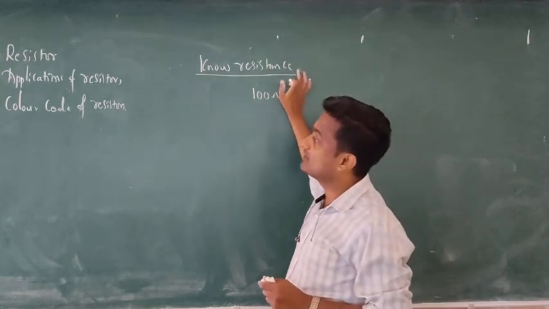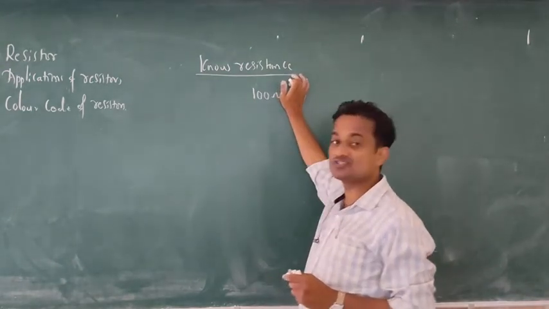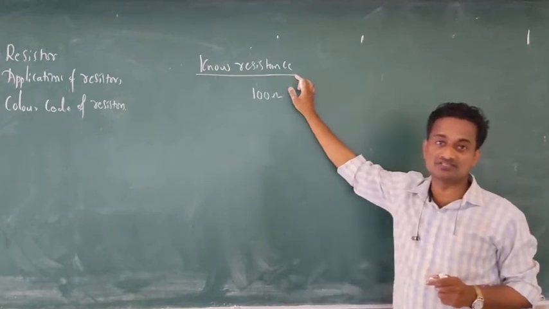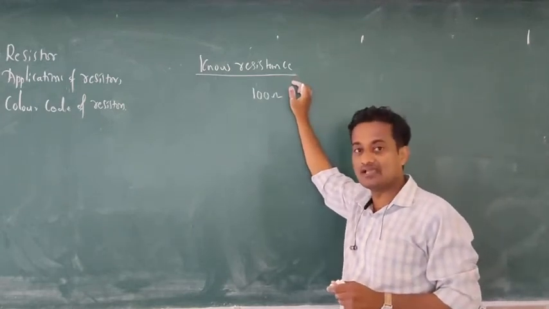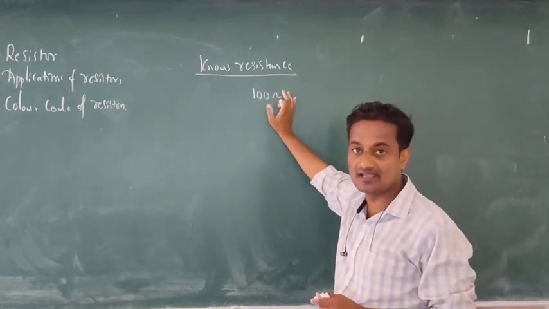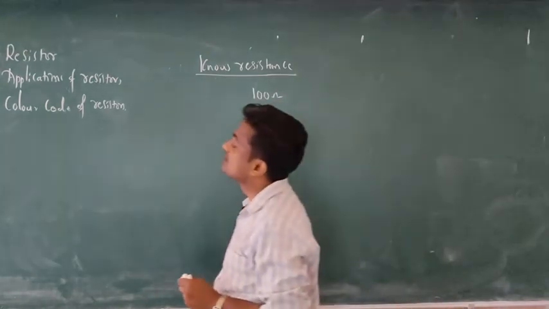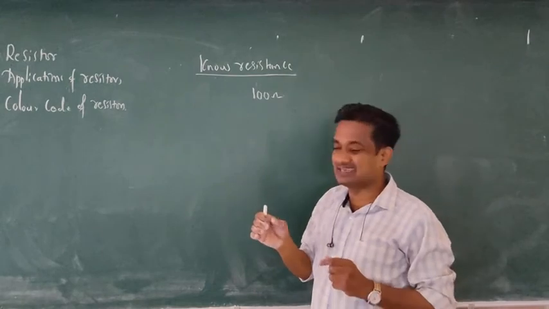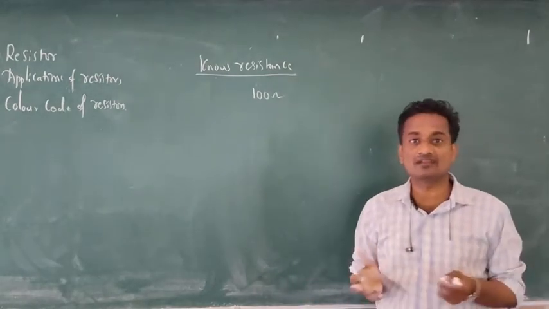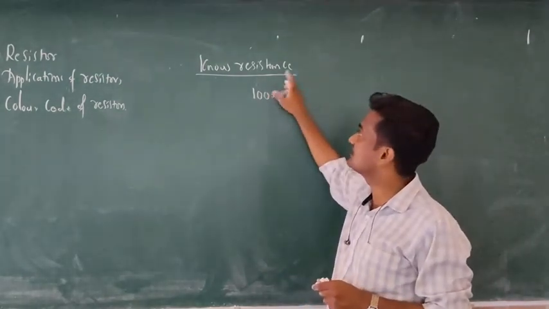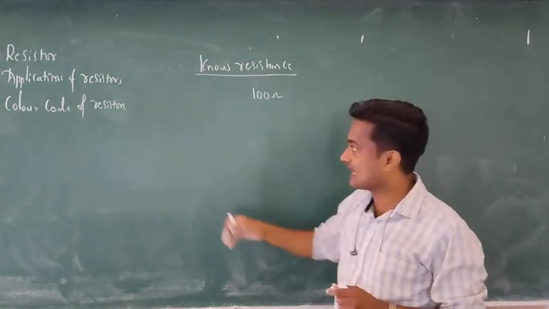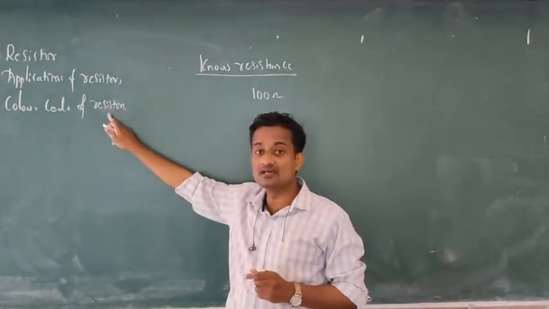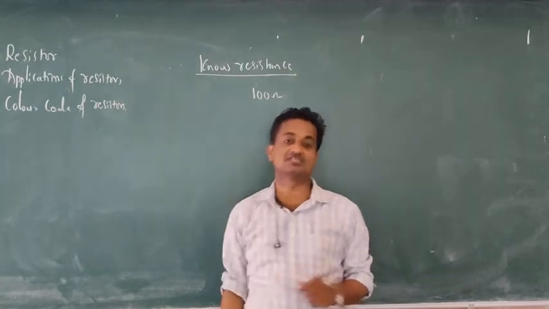Then what are the applications of a resistor? It is used in communication systems, in circuit diagrams, in radio, and in televisions. The resistor is a small material, so we cannot write the values on resistors. For that we have to use the color code of resistors.